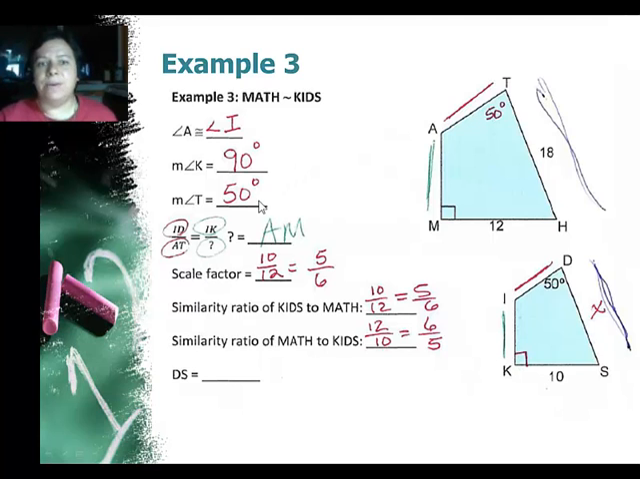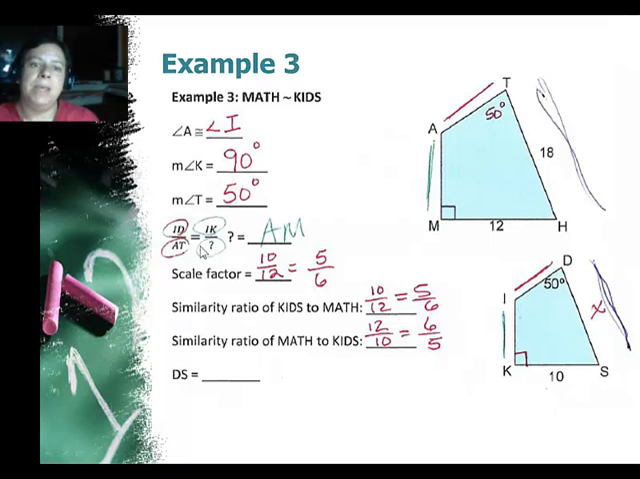Now they want to find angle T. Now, that 50 degrees was not drawn in here. I did that myself because I looked at the corresponding angle, which is angle D, and that is also 50 degrees.